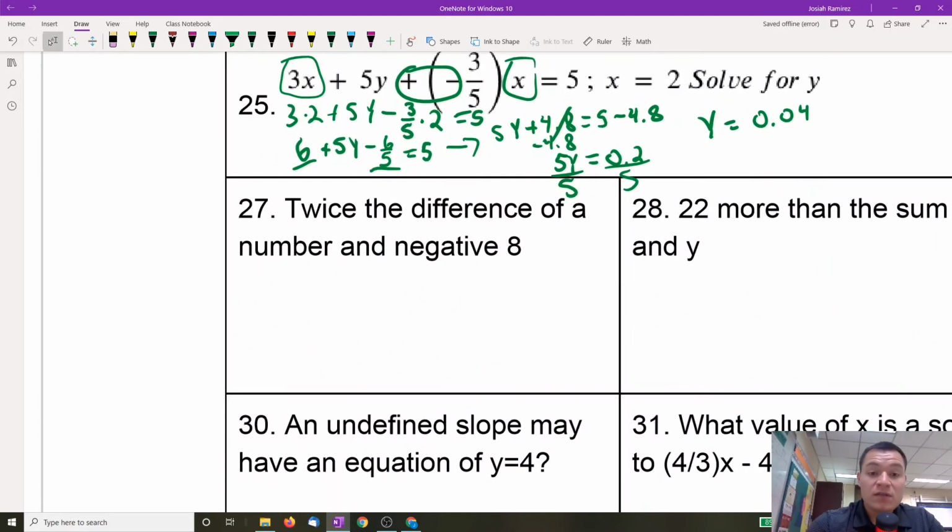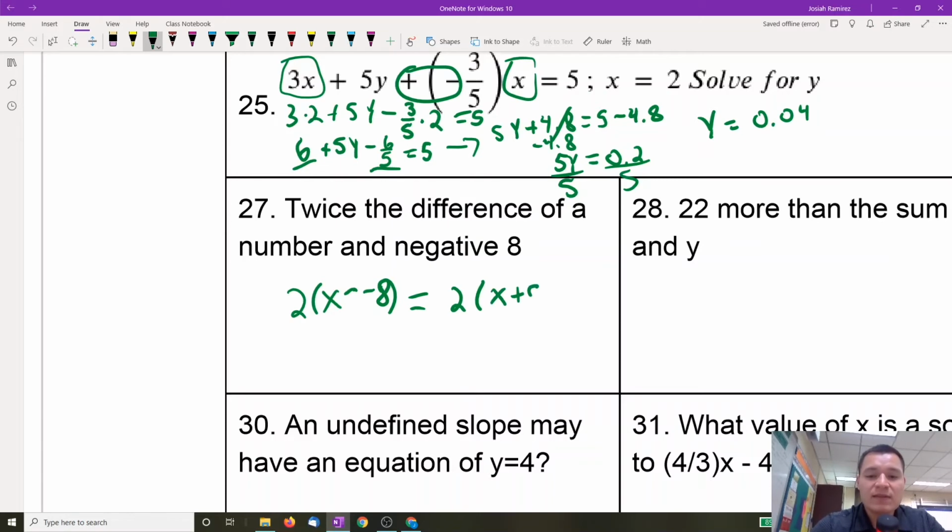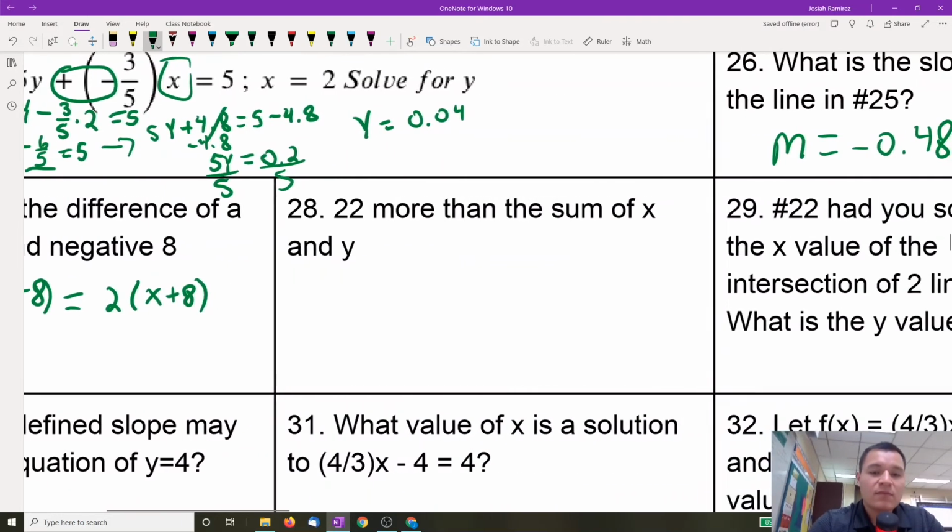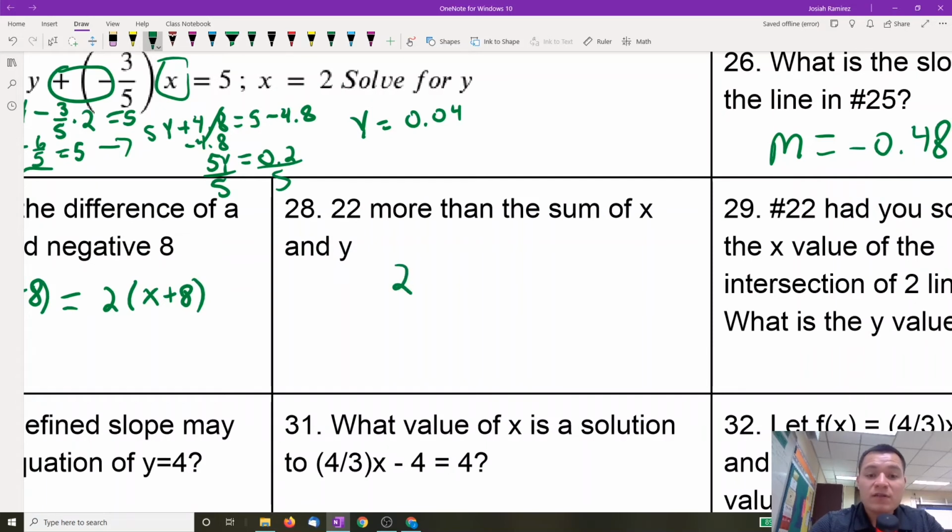Here we're going to change it into the algebra part instead of the word form. Twice the difference, so that means whatever's coming next is going to be what I'm subtracting, of a number and negative 8. We're doing a difference, but we're going to use a negative 8 in our difference. So that's what it's saying, which is actually equivalent to 2 times x plus 8. 22 more than, so we're going to plus the sum of x and y, x plus y.